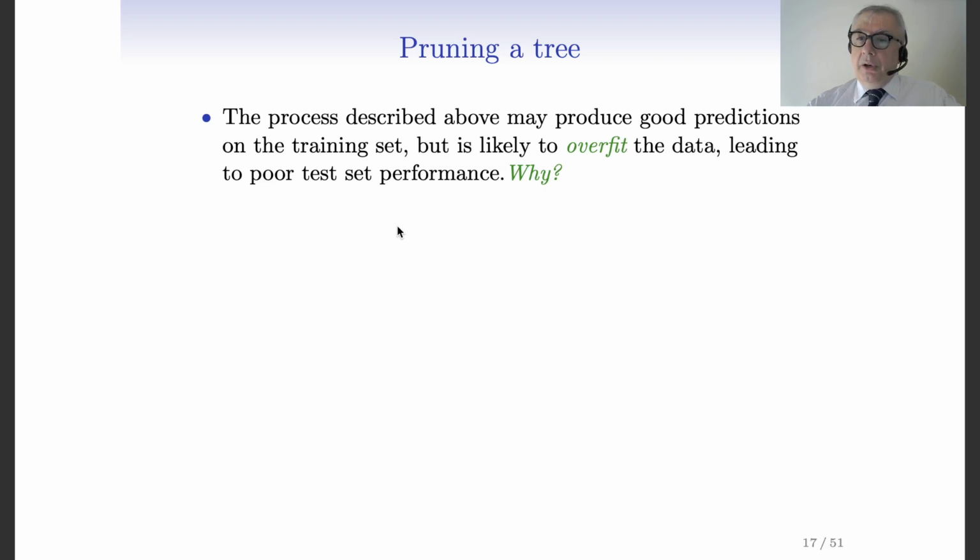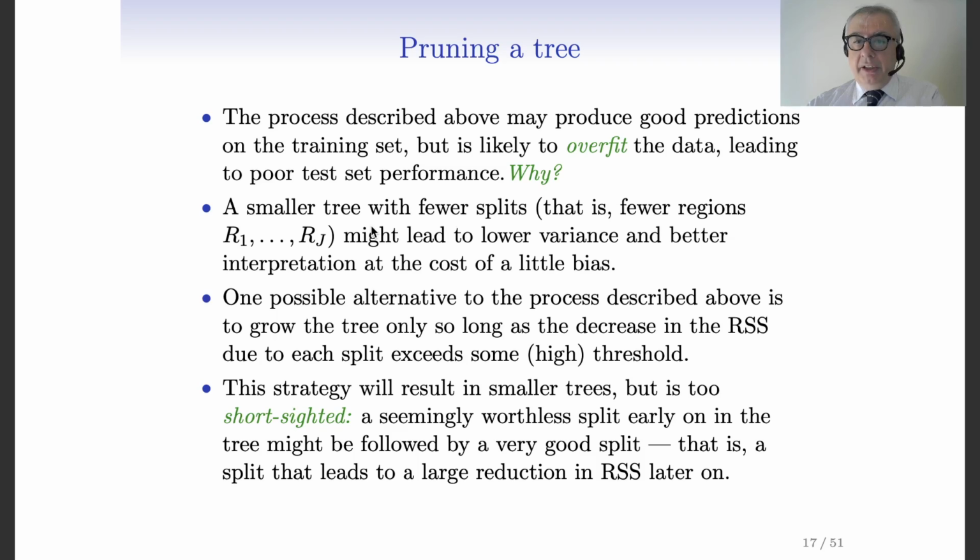So how could we avoid overfitting in order to have better performance on the test data? So the idea is that a smaller tree with fewer splits, that is fewer regions, has fewer degrees of freedom, and this might lead to lower variance and also better interpretation, of course, because the number of rules is decreasing, at the cost of little bias.